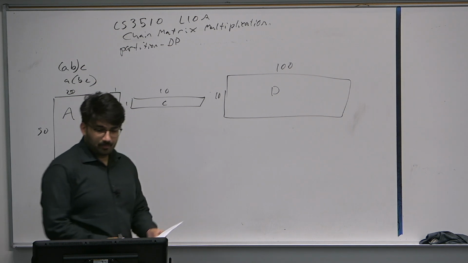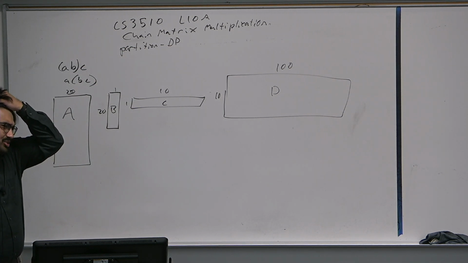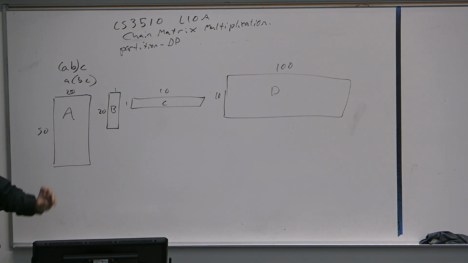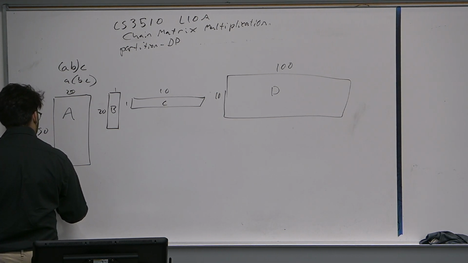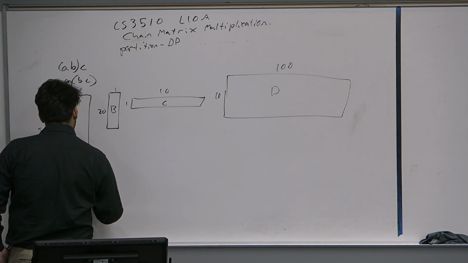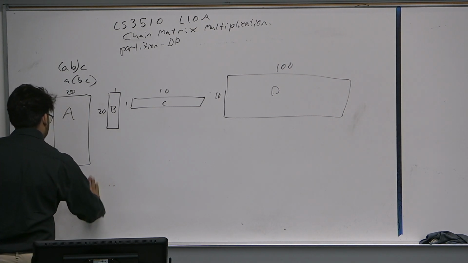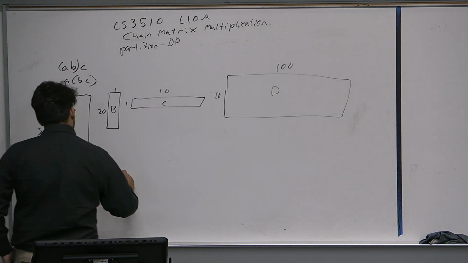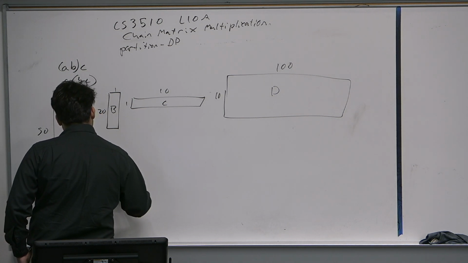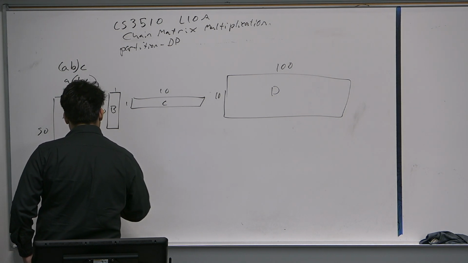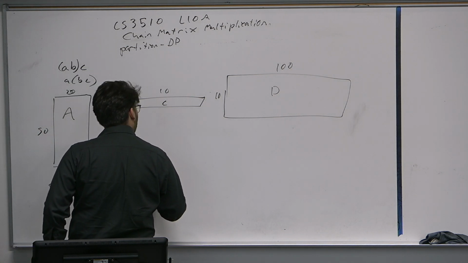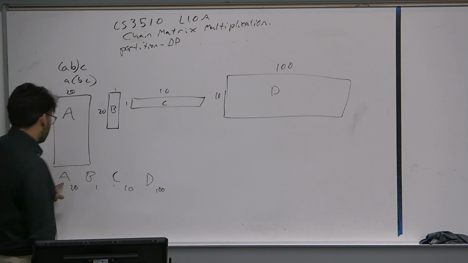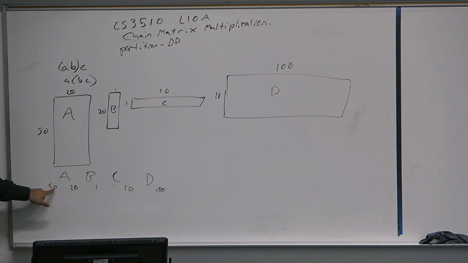Right? And let's suppose we're not actually given the matrices. We're simply given the dimensions of the matrices. And we may say the dimensions of A are going to be 50 by 20. The dimensions of B are going to be 20 by 1. We'll write it this way. The dimensions of C are going to be 1 by 10, and the dimensions of D are going to be 10 by 100, right? So we may use this notation to say matrix A has dimension this times this when we write the numbers like this.